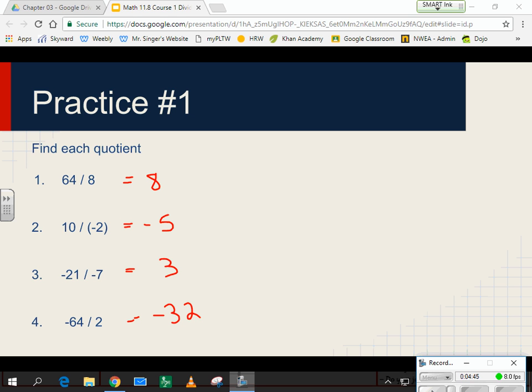So these are the answers you should have gotten. For 1 and 3, they both had the same signs. Number 1, they were both positive, so it's going to be positive. Number 3, they're both negative, but the same sign, so it's a positive 3. For 2 and 4, one of the numbers was negative, one was positive, so since they couldn't agree, it's a negative result. Hopefully I got the same answers here for practice 1 that I did.